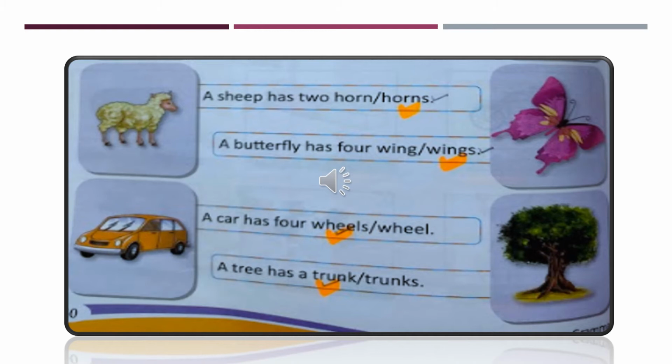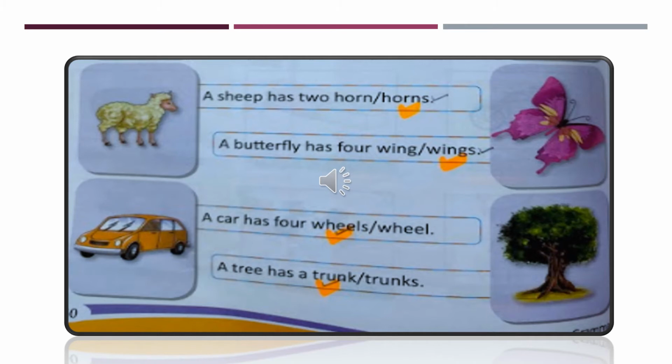A butterfly has four wings. If the number is 4, it means it is plural. So we will underline wings. A car has four wheels. Again, four means there are more than one, so this is plural, so we will tick wheels.